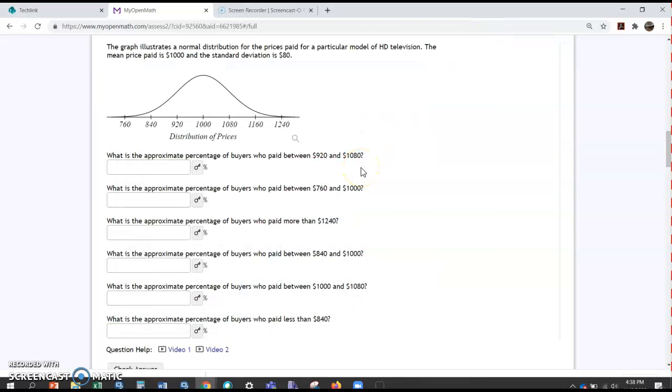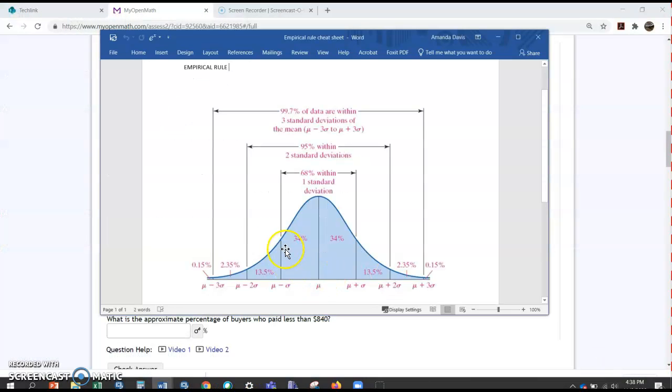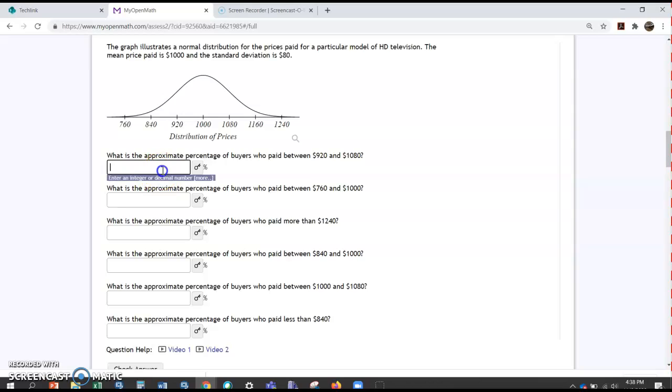What's the approximate percentage of buyers who paid between $920 and $1,080? Well, our mean is here at 1,000, so that's 1 standard deviation below, 1 standard deviation above. We check that chart real quick. We know that's 68% by the empirical rule here. I'll type in 68.